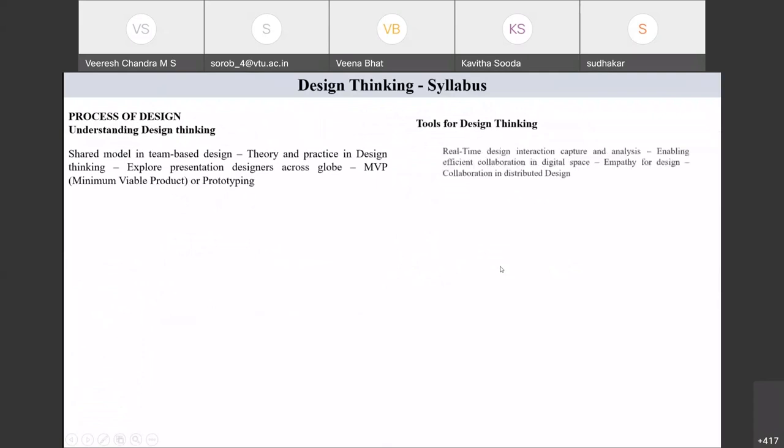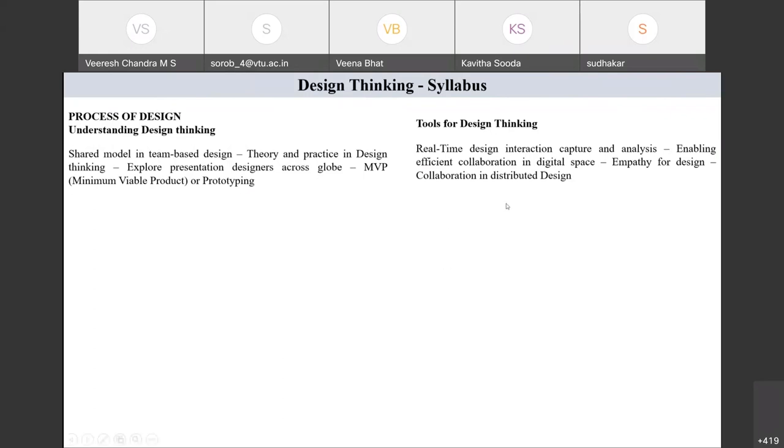So I was here somewhere, right? Next, empathy for design. Why should we empathize for design? We should empathize with customers. We were talking about empathizing with the customers, contacting them, studying their mental behavior. All these things come under the first component, that is empathize. So why should we empathize in design? That is a very important thing we should tell the students.